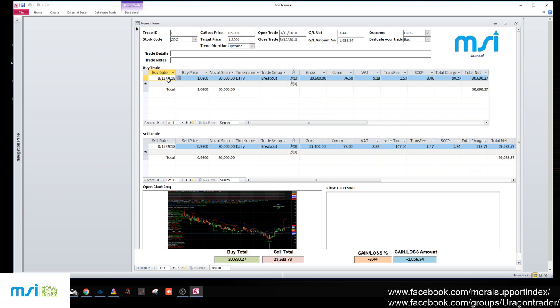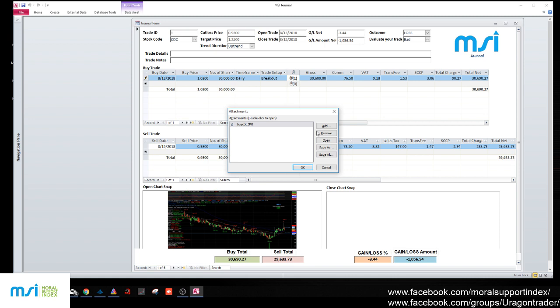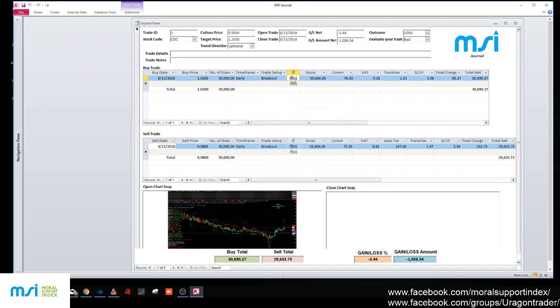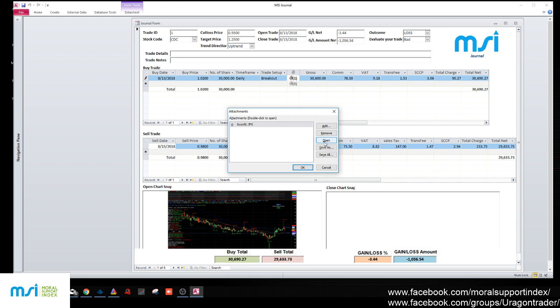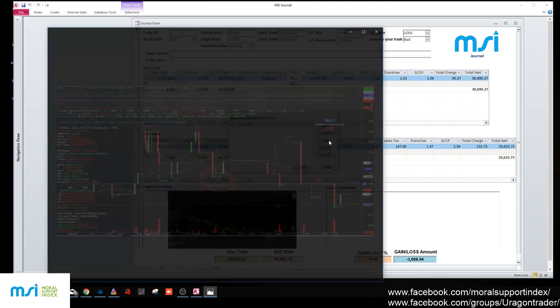So my first purchase was August 13, and my buy price is at 1.02. So I purchased 30,000 shares, and I was looking at the daily time frame. I was assuming it will be a breakout trade. Now let me see what attachment did I put. So I double click this tab and I click on the particular file and click on open.